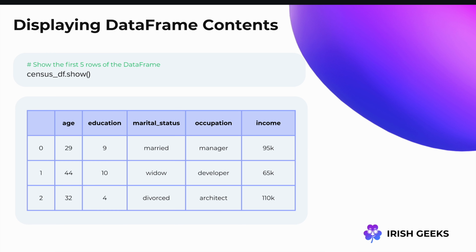Displaying data frame contents. To preview the data, you can use the .show method, which displays the top rows of the data frame. While it's possible to create a data frame manually with the createDataFrame function, reading from a source like CSV is typically faster and more practical for real-world large-scale data.